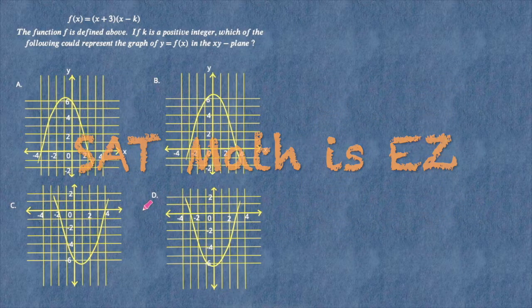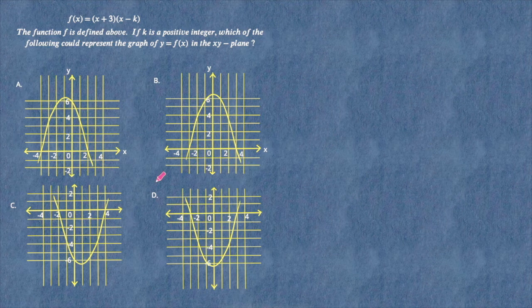Hello. In this video, we're going to see a problem from geometry. Let us first read the problem. f of x equals (x + 3)(x − k). The function f is defined above. If k is a positive integer, which of the following could represent the graph y = f(x) in the xy-plane?